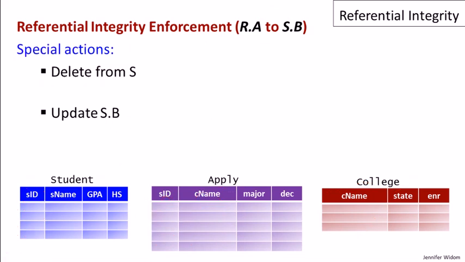Let's start by talking about deletions from the referenced table. So let's say we have our student 1, 2, 3 here. Maybe 1, 2, 3 is applied to a couple of places. And then we have our student 1, 2, 3 here in the student table. So right now, referential integrity is good. Everything's okay. But let's suppose that we delete the tuple with 1, 2, 3.